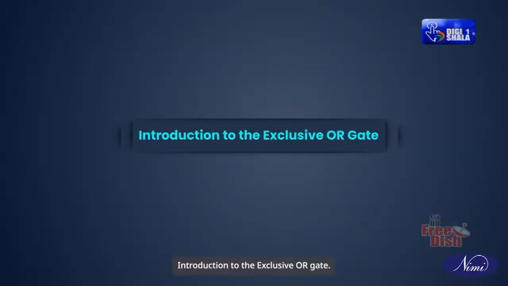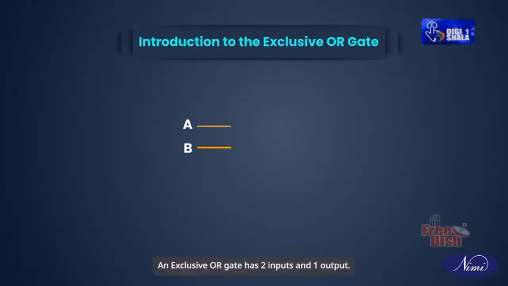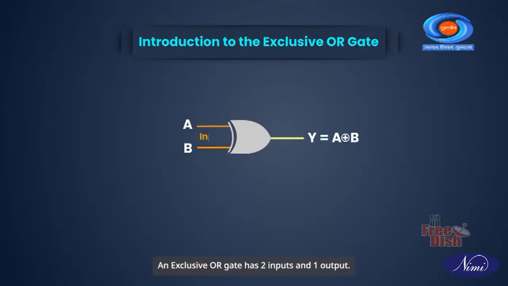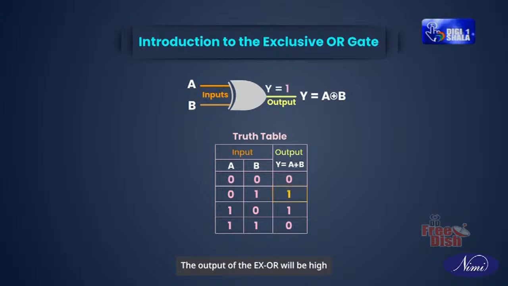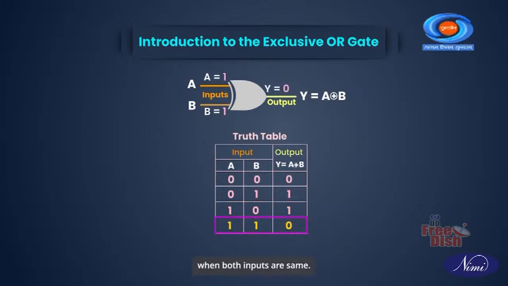Introduction to the exclusive OR gate. An exclusive OR gate has two inputs and one output. The output of the XOR gate will be high when any one of the inputs is high. The output of the XOR gate will be low when both inputs are the same.